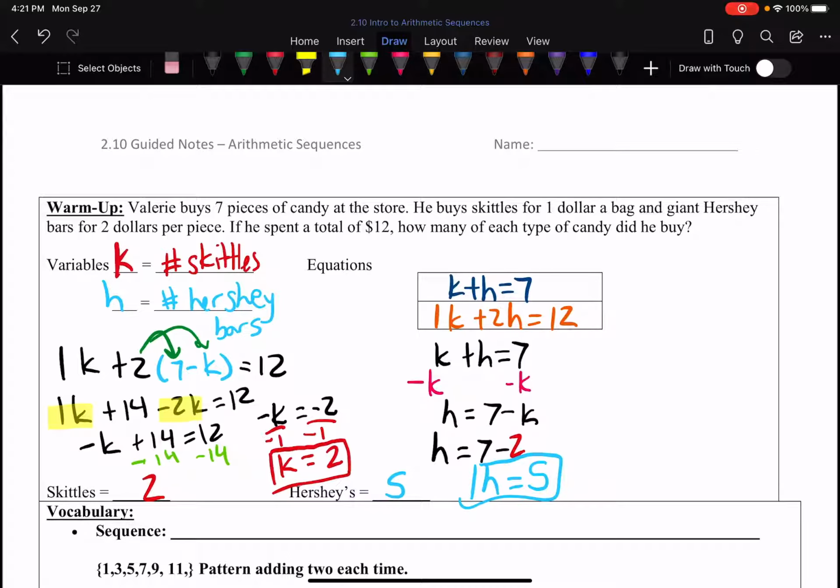We can check ourselves by saying 2 plus 5 is equal to 7. So the first equation checks out. And I know 1 times 2 is just 2. 2 times 5 is 10. And 2 plus 10 is 12. So the second equation is good. And that is how we solve the system of equations as our warm-up.